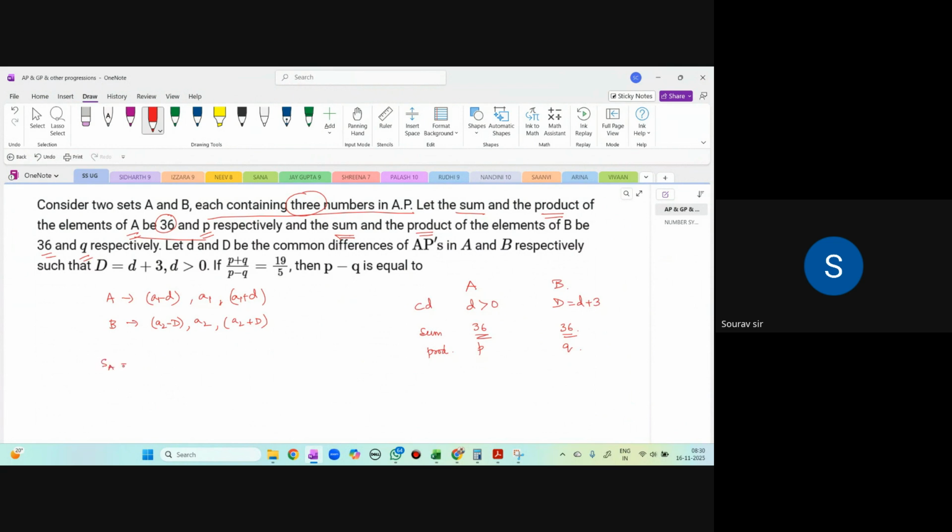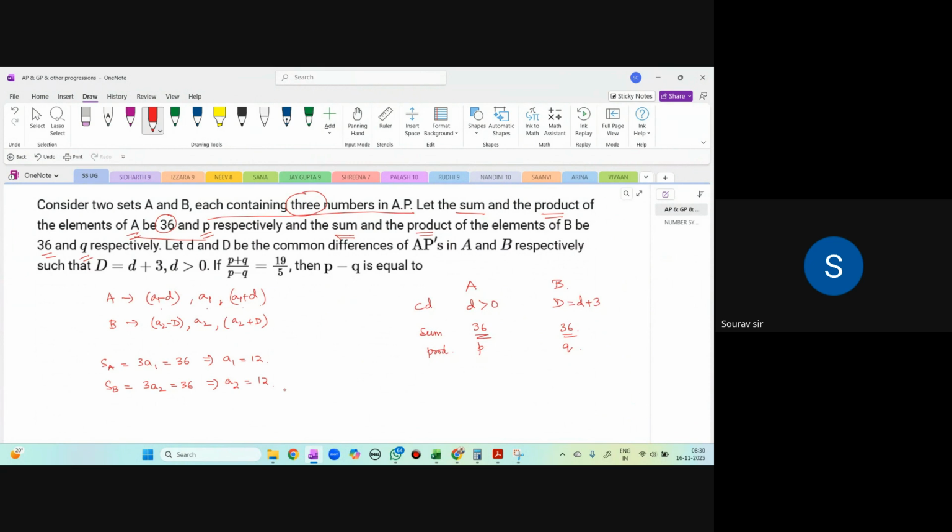So the sum of A would be A1 minus D plus A1 plus A1 plus D. D and D will cancel out, 3A1, and this is 36, which gives A1 as 12. Sum of the second series will be 3A2. This is also 36. So that means A2 is also 12. So now I've got A1, A2.